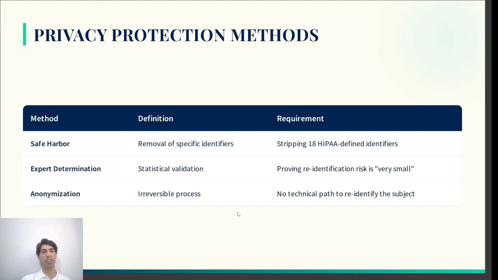Then there is the expert determination, which is basically a mathematical model or statistical validation in which we prove the re-identification risk is very small statistically or mathematically. And the third is anonymization, which is an irreversible process. In this, we make sure that there is no technical path to re-identify the subject or the individual whose data is being taken.